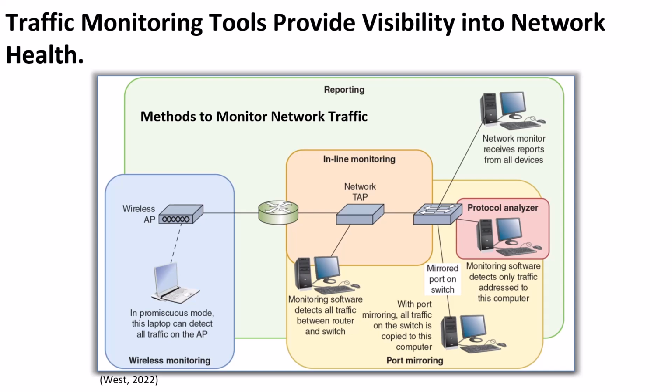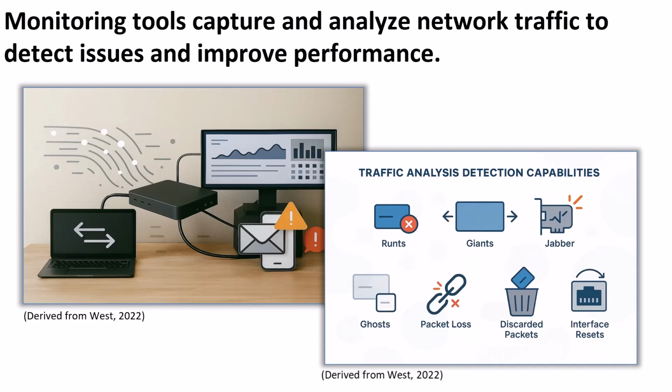Traffic data isn't the only source of insight. Event logs and syslog can tell us a lot about what's happening on our devices. Monitoring protocols capture and analyze network traffic to detect issues and improve performance. Monitoring tools don't just watch traffic, they make sense of it. They can capture data, replay network conditions, and highlight errors that point to trouble. For example, runts are packets that are too small, giants are too big, and jabber happens when a device sends abnormally long packets, often from a bad NIC, or network interface card. Ghosts are malformed packets from faulty hardware. You might also see packet loss from congestion, discarded packets from errors or full buffers, and interface resets from faults or configuration changes. Spotting these patterns early helps you fix issues before they impact users.